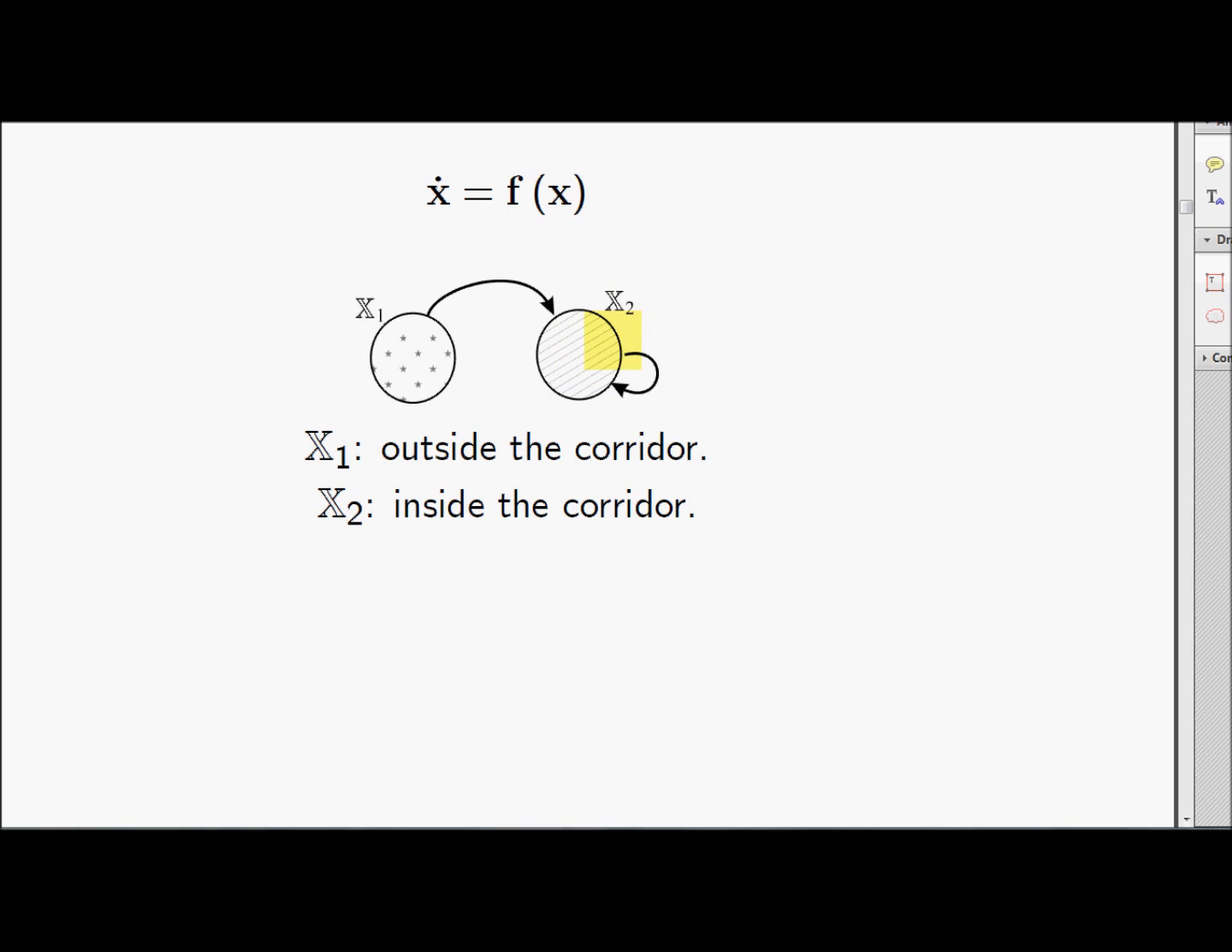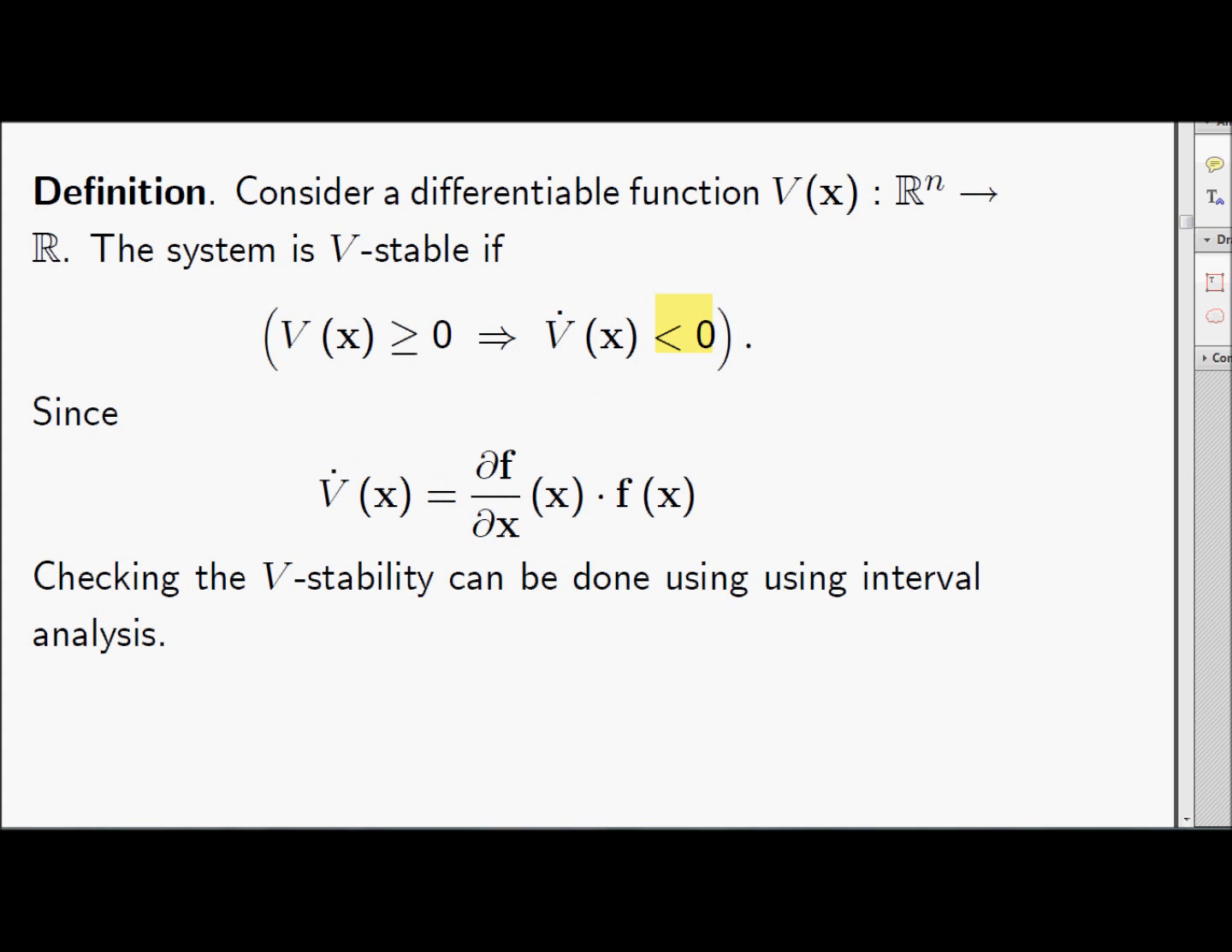It's important because afterwards we will define capture tubes, which can be seen as something like a capture set that depends on time. So how can we prove that x2 is a capture set? We introduce the V stability. For the V stability, you need to have some kind of function V.